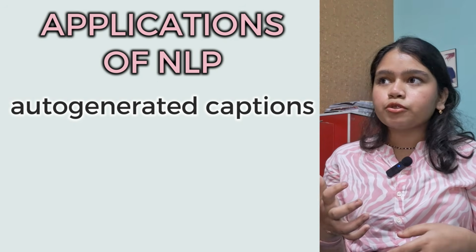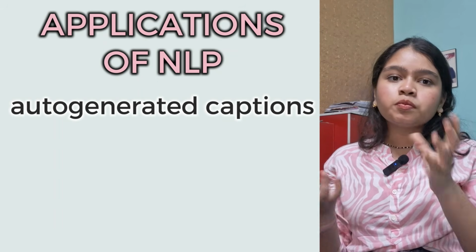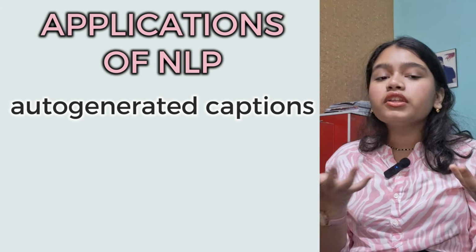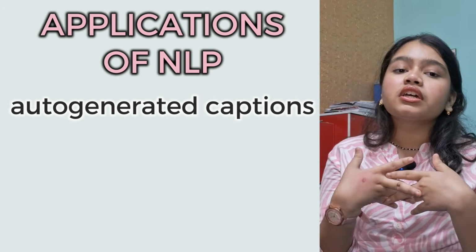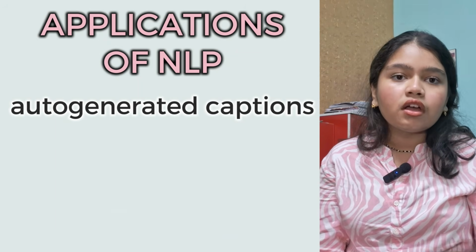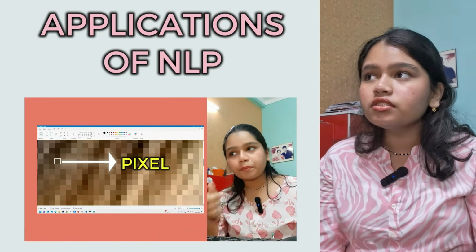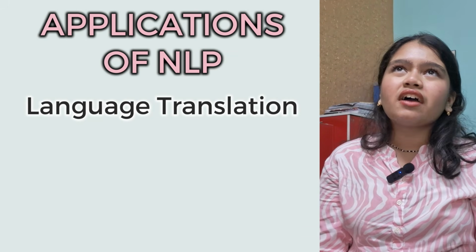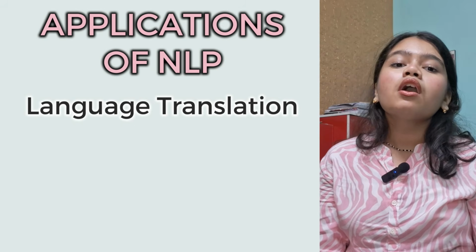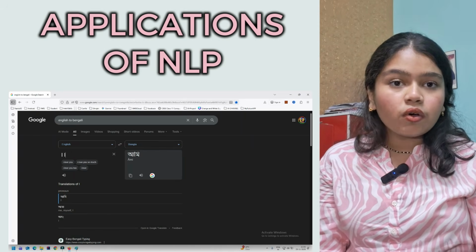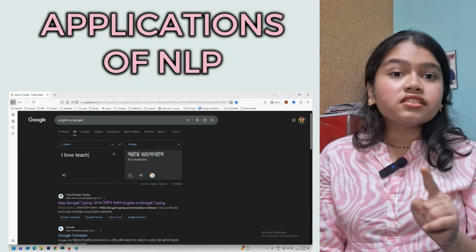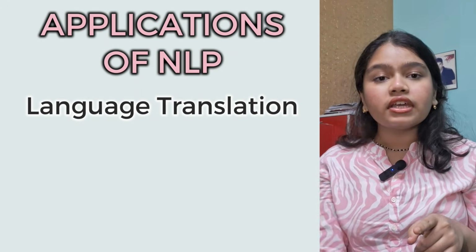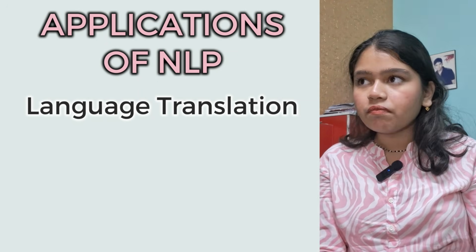Next is auto-generated captions. So there are models which convert speech to text or image to text. So those kind of models are used along with NLP to create auto-generated captions, okay? Like in YouTube, we have auto-generated captions. And then we have machine translation. In Google, we have Google Translate. So it helps you translate from one language to another, okay? And this involves the correct syntax for the language and also semantics, so that we can understand the meaning of the language, and accordingly we have to translate it to another language, okay?